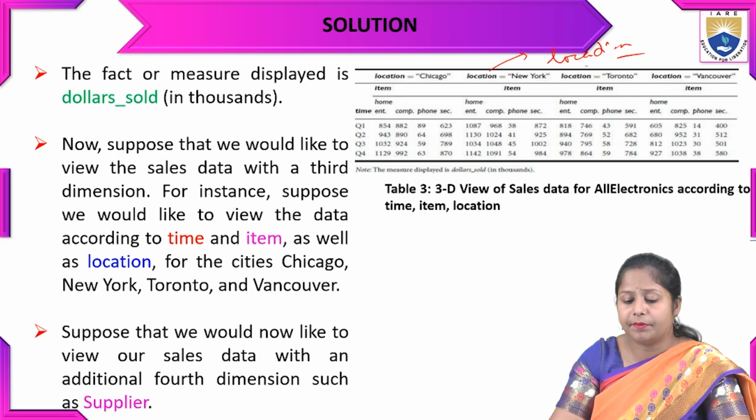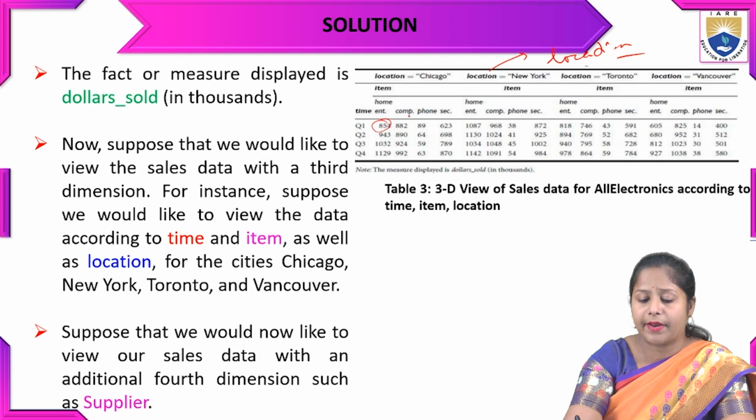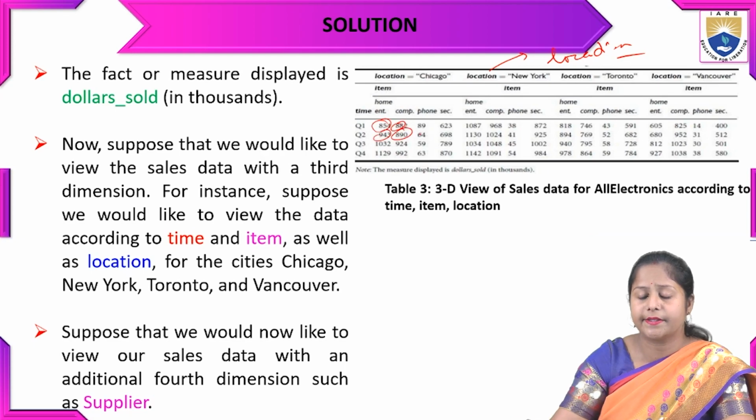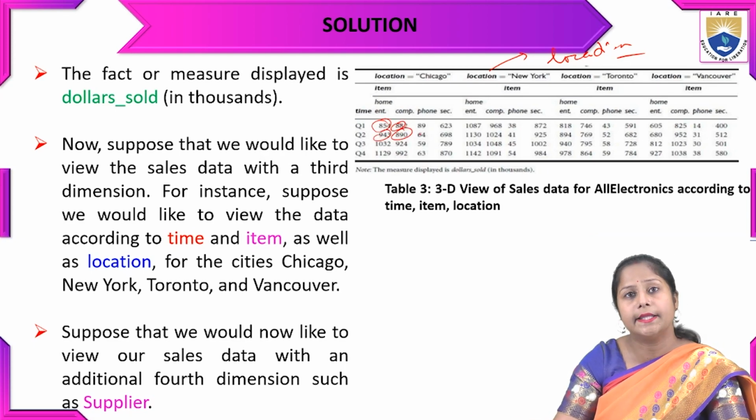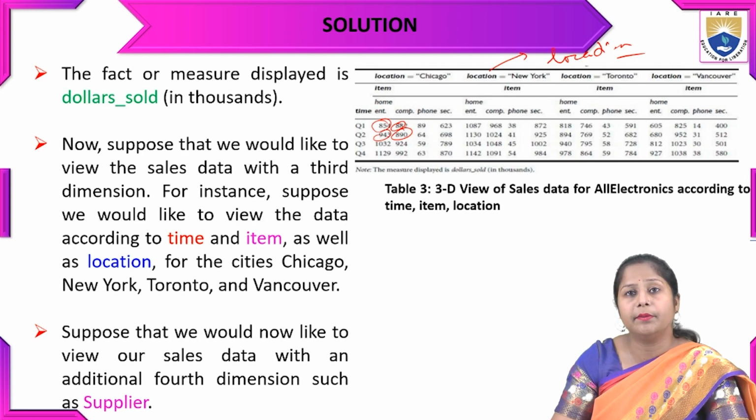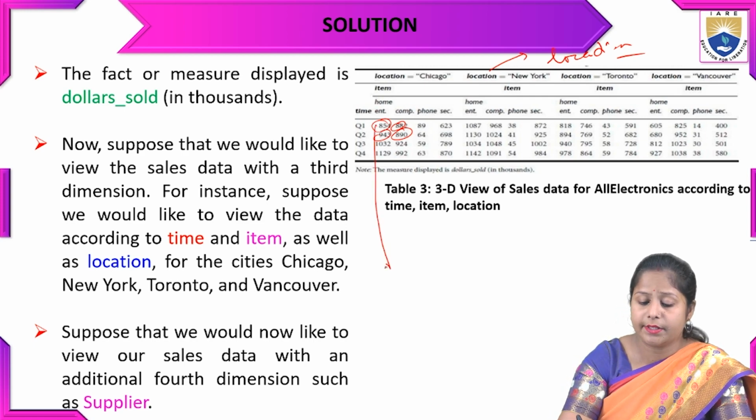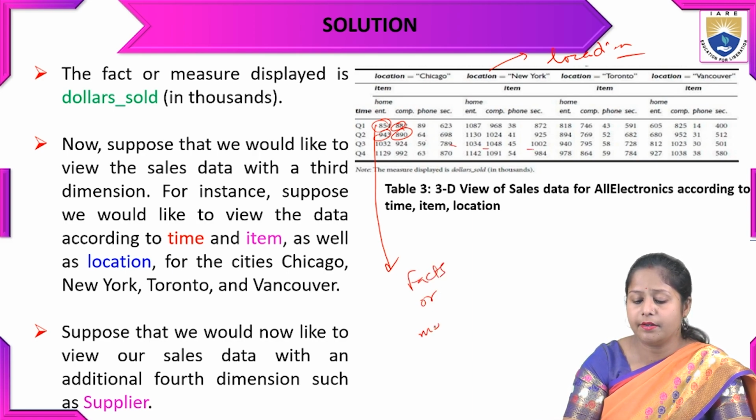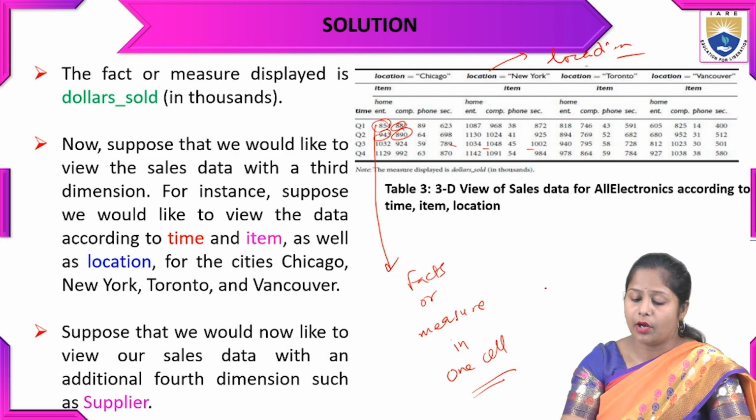In terms of that, all the facts will be stored like that. Facts or measures will be stored like that. So here the dollars sold is the fact. All are the facts or measures. A fact, or we can say measure, is stored in a particular cell. So in each cell there will be a figure, and that would be the dollars sold.